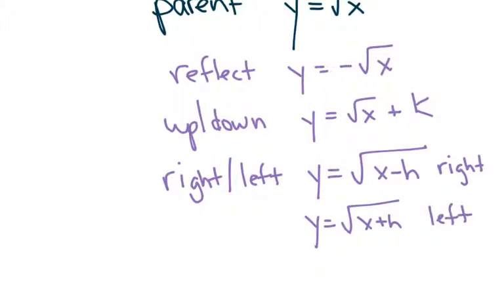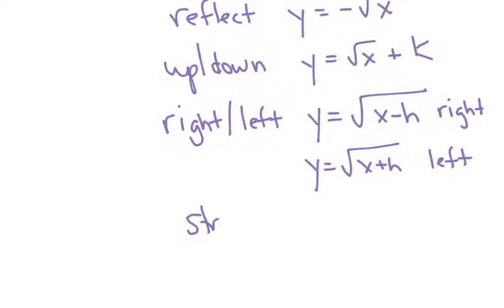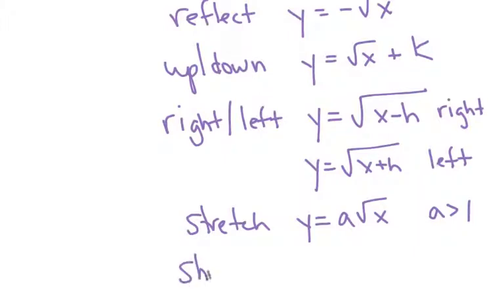The other thing we can do is we can stretch or shrink it. It's a stretch if you multiply the square root function by a number that's bigger than 1. And we shrink or compress if the number we're multiplying by is between 0 and 1.